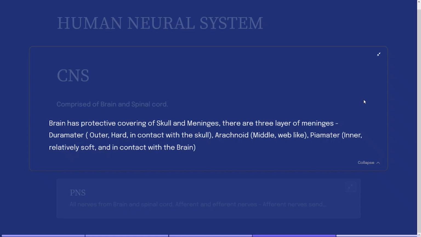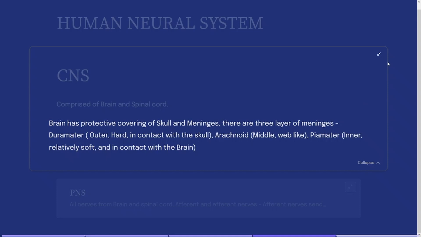So first, the brain has a protective covering of skull and meninges. There are three layers of meninges present. Dura mater, which is outer, it is hard and it is in contact with the skull. Arachnoid mater, as the word arachnoid already suggests, it is web-like. Arachna means web and noid means like, and it is present in the middle. Pia mater, pia in Latin means soft, so it is soft and it is present in contact with the brain. So the order goes skull, next dura mater, next arachnoid, next pia mater, and next brain.